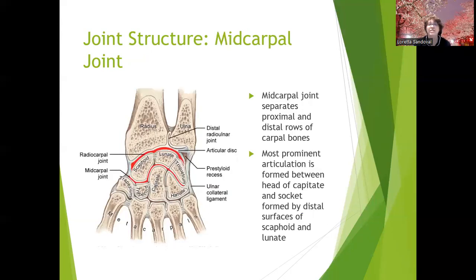So the midcarpal joint separates the proximal and distal row of carpal bones. The most prominent articulation is between the head of the capitate and the socket formed by the distal surfaces of the scaphoid and lunate. They're sort of a U shape almost, and the capitate just sockets right in there. So really the capitate is sort of the center point for all the movements of the wrist. And that's why I call it the captain of the hand. I also call it the captain of the hand so I can remember the name capitate.